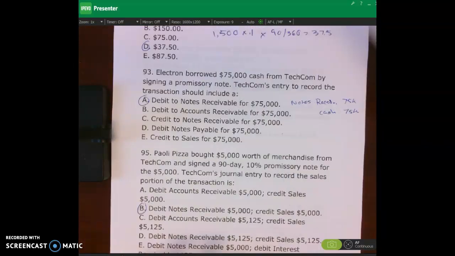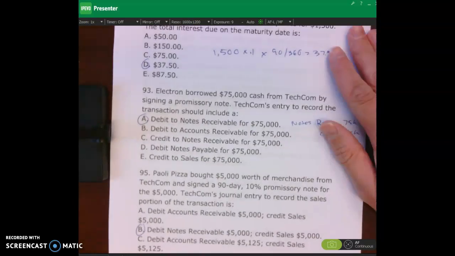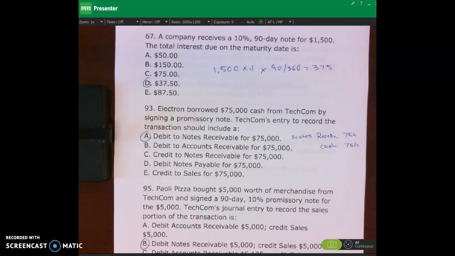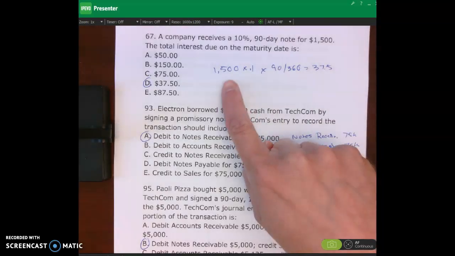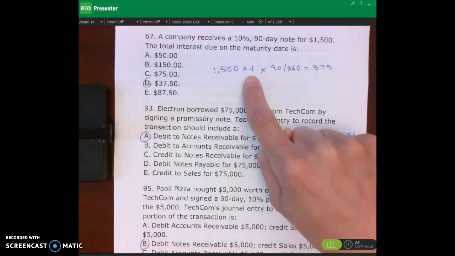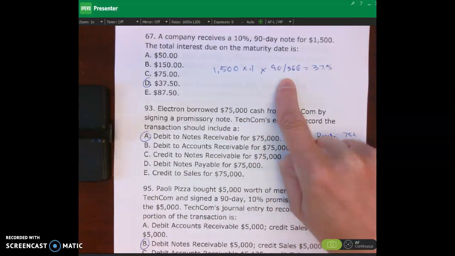Okay. Let's look at number 67 on page 205. Company receives a 10% 90-day note for $1,500. The total interest on the maturity date is equal to our $1,500 times 0.1 times 90 divided by 360, which gives us $37.50. So remember, it's principal times yearly interest rate times fraction of the year that gives you the interest.